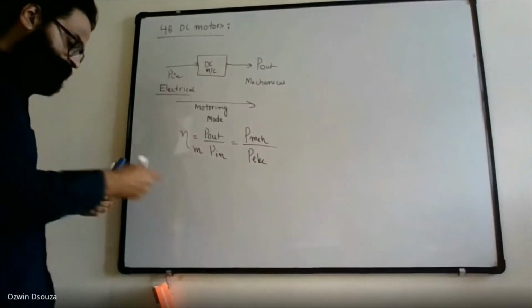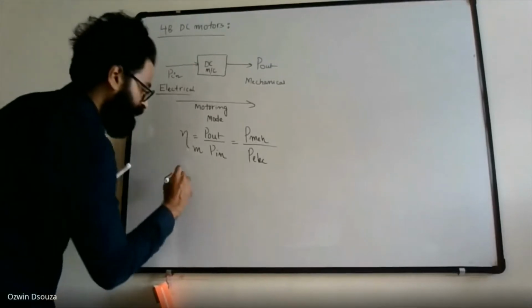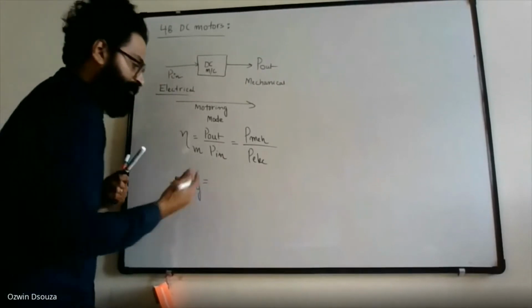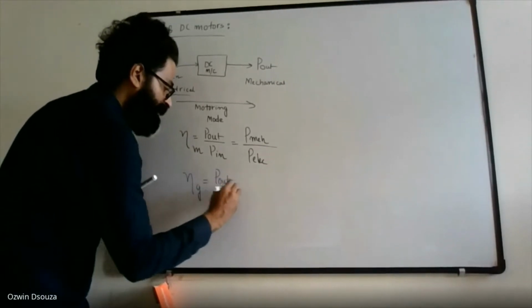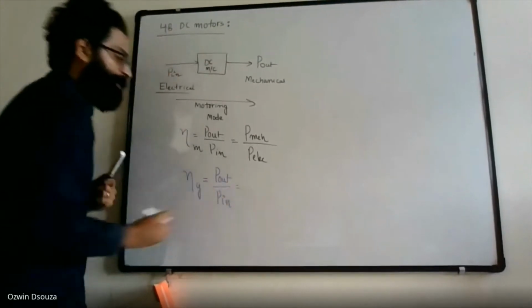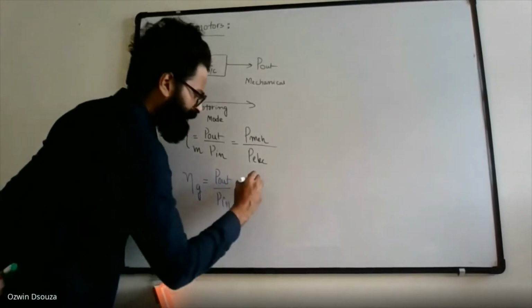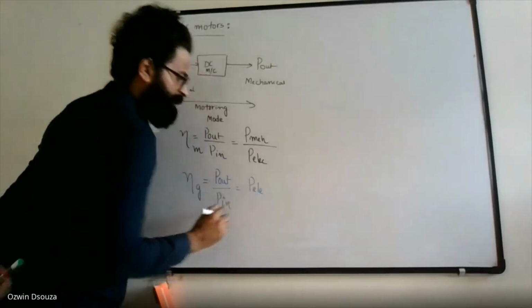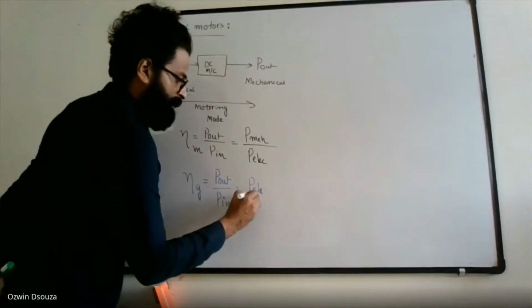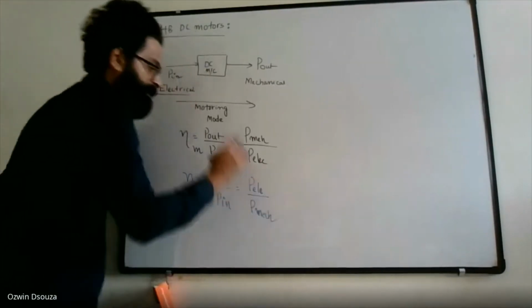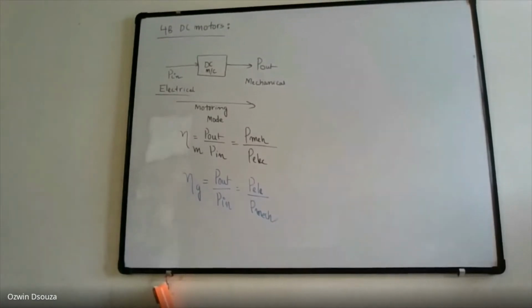On the other hand, the generator efficiency, let us take it as eta g. The generator efficiency can be found using the same relation, that is power output by power input. But in case of a generator, you have seen that power output is basically electrical, and power input to the generator is mechanical. So this is the difference. That's about the preliminary stuff about DC motors.